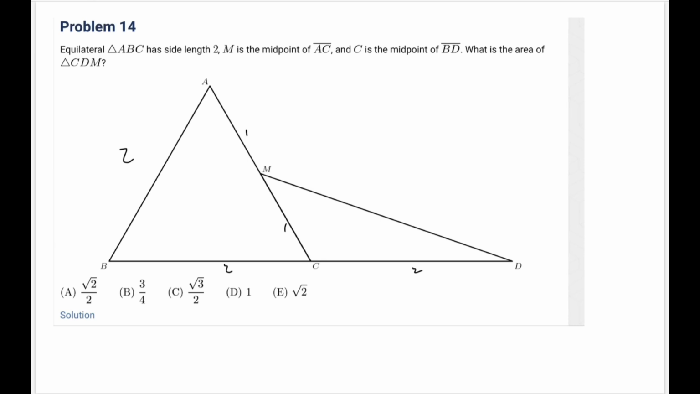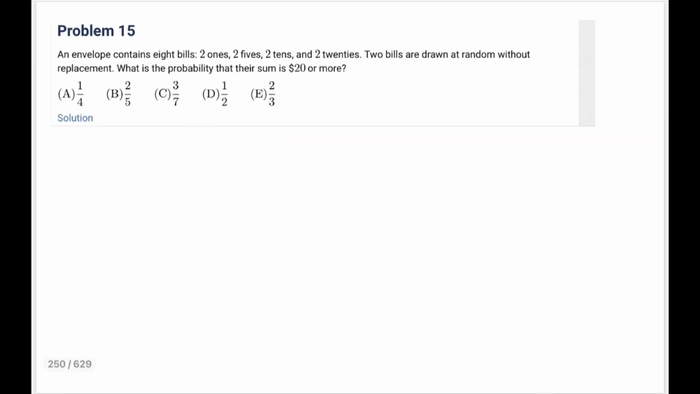Okay, so this is 60 degrees since it's equilateral, and so this must be 120 degrees. And so if we make a line down here, then that must mean that this triangle is a 30-60-90 triangle. And so since this is 60 degrees and this is 1, then that must mean that this is root 3 over 2. And so the base is 2, so it's 2 times the height, root 3 over 2, and then multiplied by 1/2, so this is root 3 over 2. The answer is C.